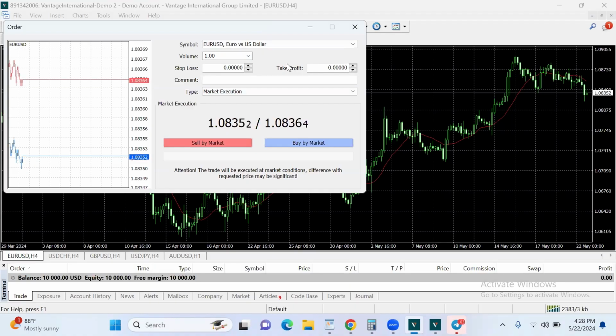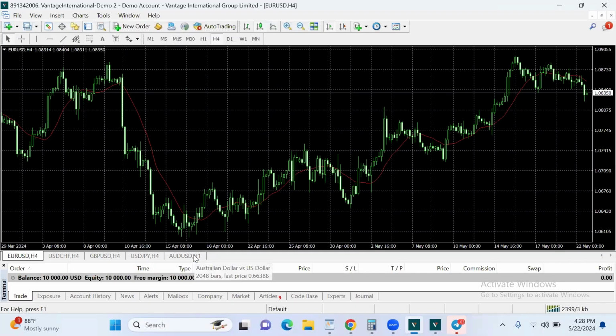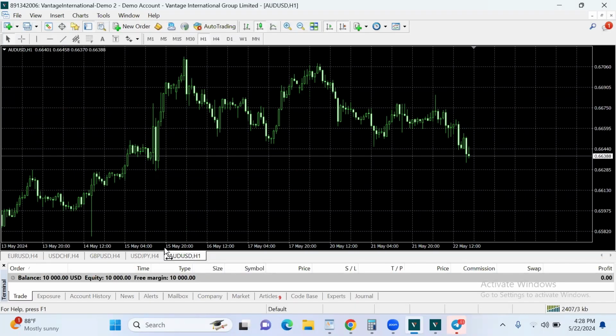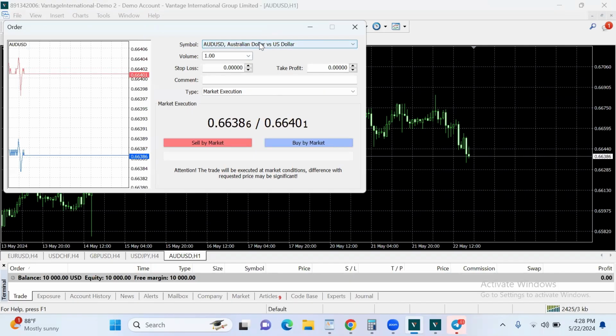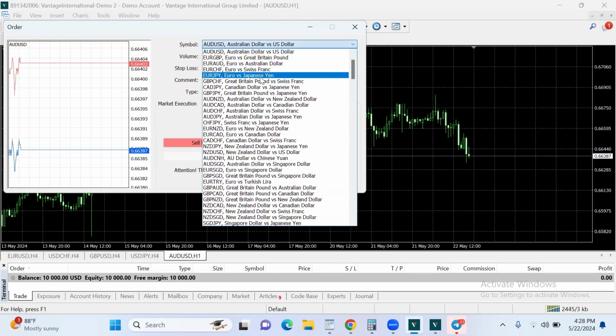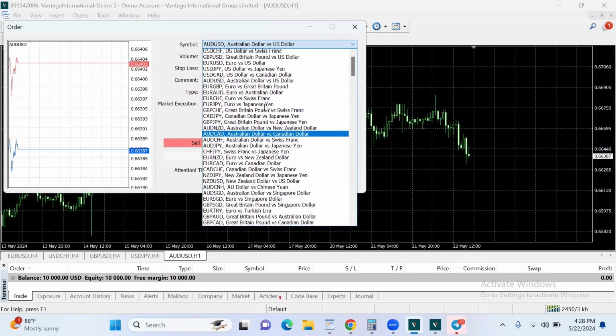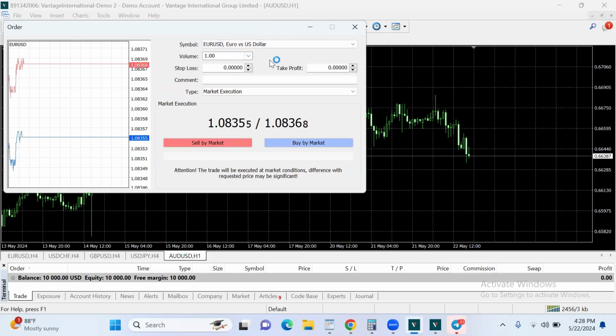Let's say I come to this chart, an AUD USD chart, AUD USD H1. Then I click on new order. AUD USD is there by default, but it's not AUD USD I want to trade. So I can use this drop down arrow here, I click on it, I look for Euro USD, then I click on Euro USD. It means I have notified the chart that I am not trying to trade AUD USD, I'm trying to trade Euro USD.